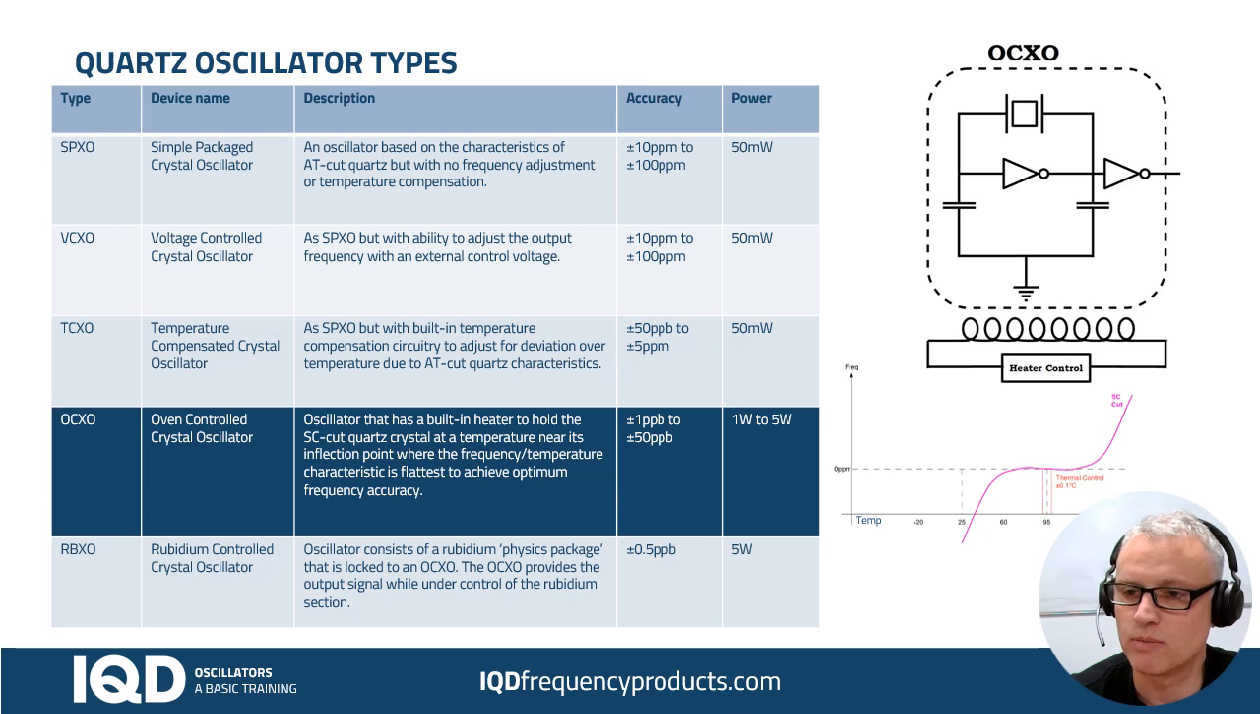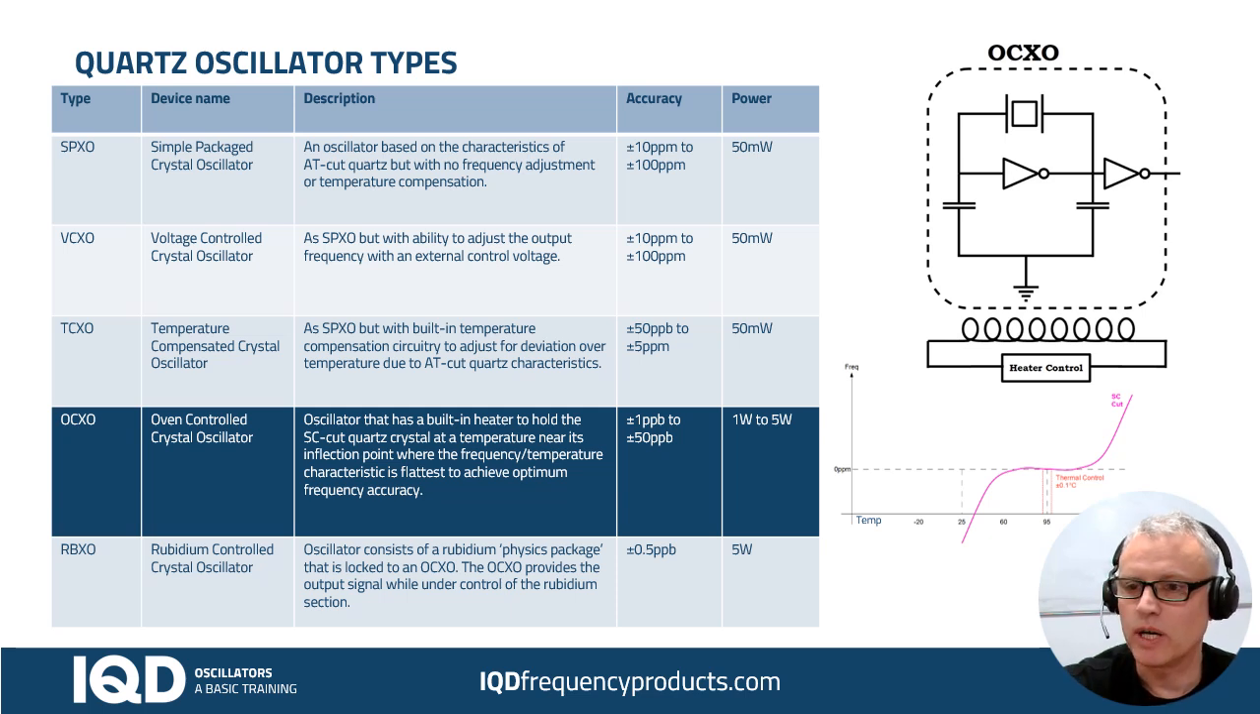So we've gone back to a simple package crystal oscillator circuit in the center, and then we put the whole thing inside a heater and we heat it up and hold it at a stable temperature. As long as the ambient temperature doesn't go above or close to the control temperature, then we can hold the temperature very, very stable indeed. And in fact, in an OCXO, it would normally be around plus or minus 0.1 of a degree change, while the ambient temperature is changing from perhaps minus 20 to 70 degrees or something like that.